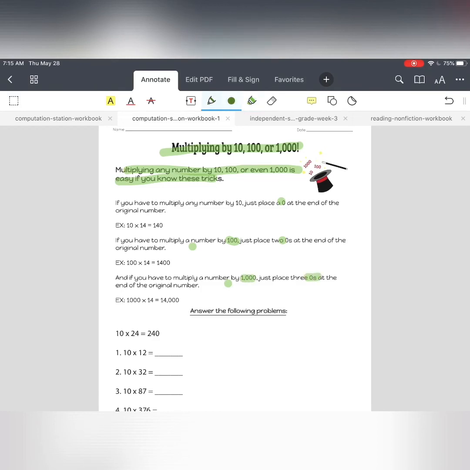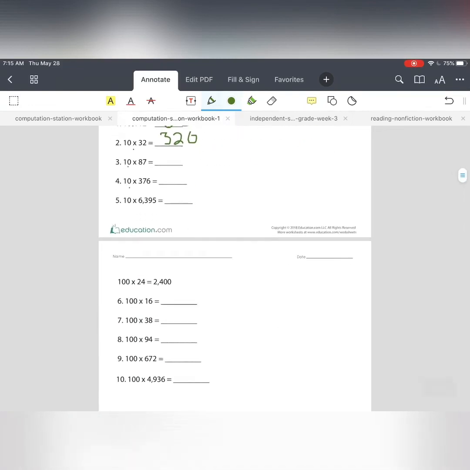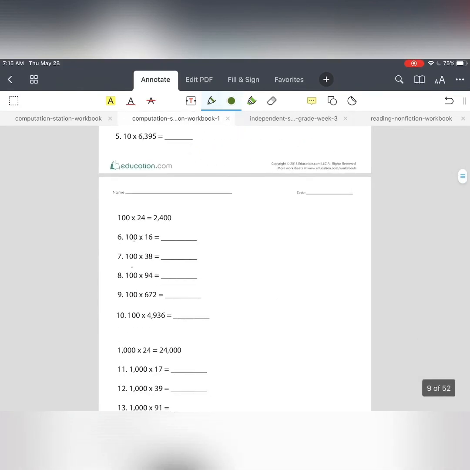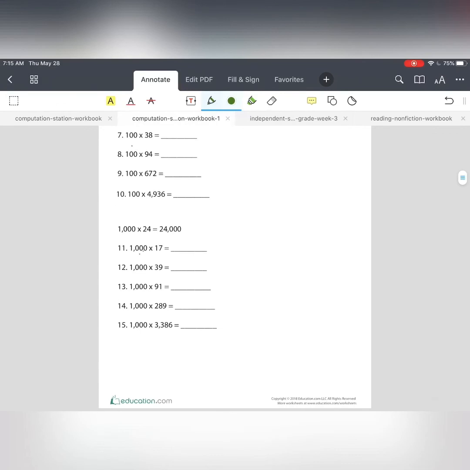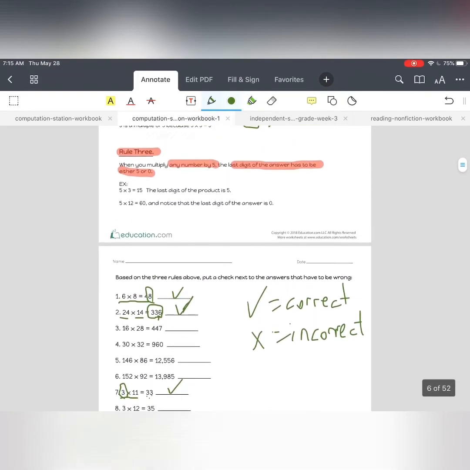So very simple. Hopefully you realize that I made a boo-boo. 10 times 12 is 12 with a 0 at the end. 10 times 32 is 32 with a 0 at the end. You're adding 1 zero for all the tens. You're adding 2 zeros for all the hundreds. And you're adding 3 zeros for all the thousands. Okay? Finish those off, and that'll take you no time. Okay? Thanks.